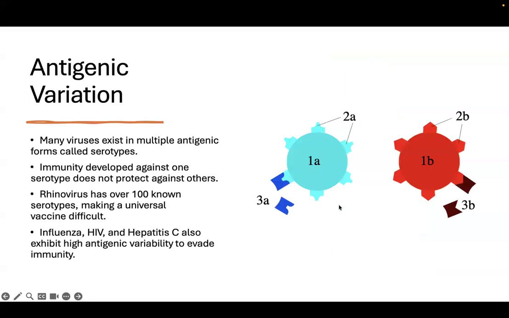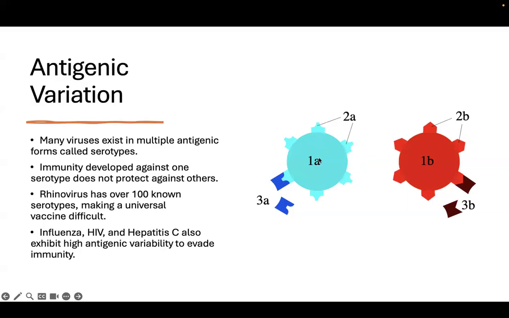Another thing that viruses love to do is antigenic variation. This comes in, let's say, two flavors. One is that they have serotypes. We know that rhinoviruses, for example, have 100 known serotypes. Serotypes means they are all rhinoviruses, but with different proteins on their surface.